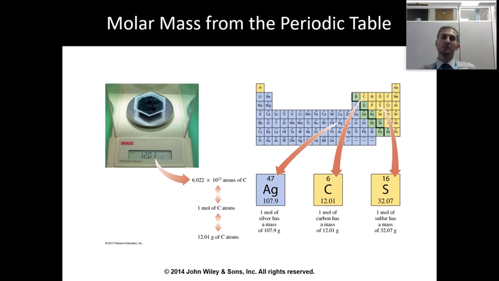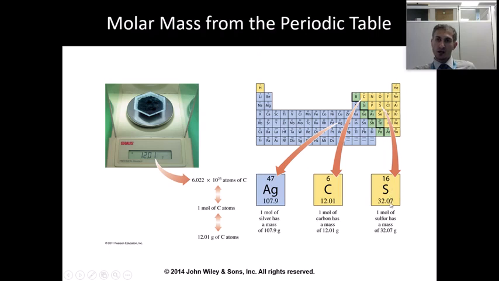Whenever we are talking about mass, we are talking about grams. So the mass of the carbon atom is 12.01 grams. So whenever we are going to write the conversion factor, we should say 1 mole is the same as this mass of the carbon atom. For silver, 1 mole has 107.9 grams. So when we look at any element in the periodic table, this number represents the mass of the element in grams and is equal to 1 mole.